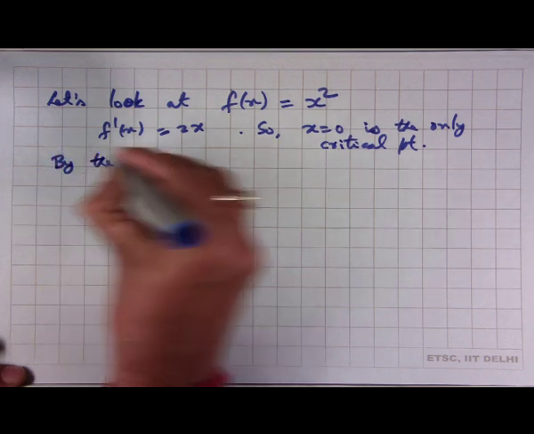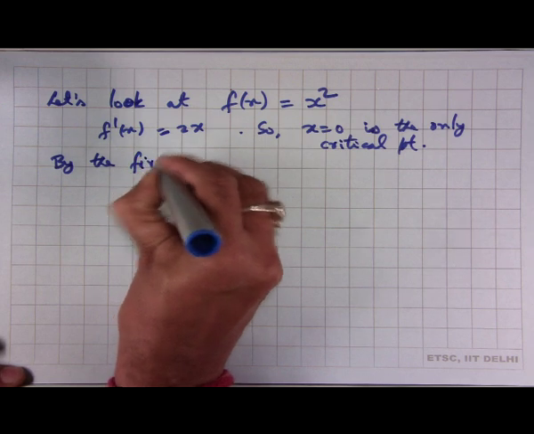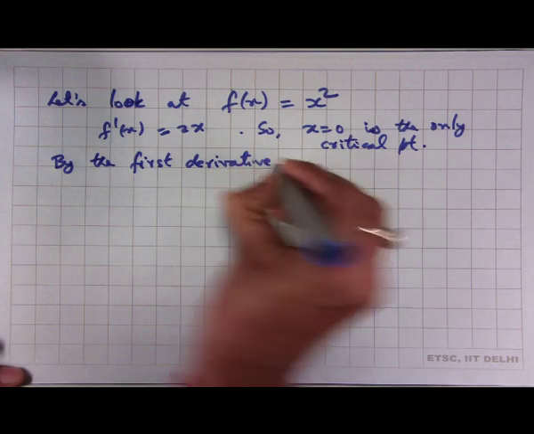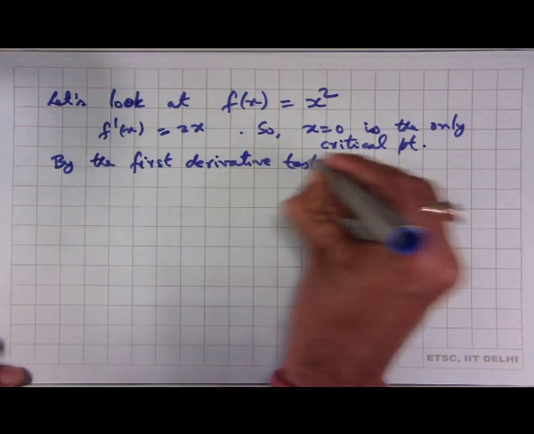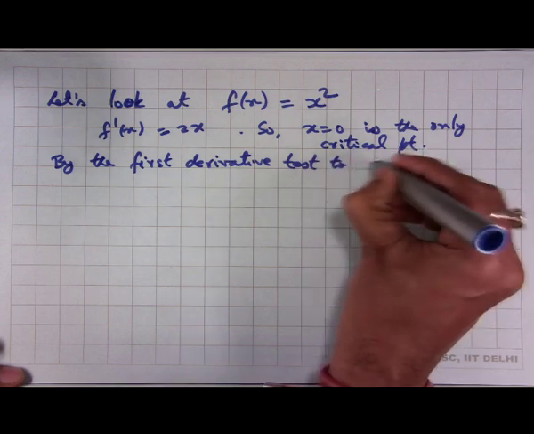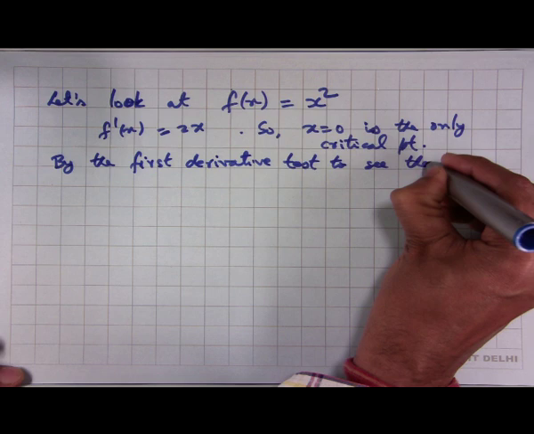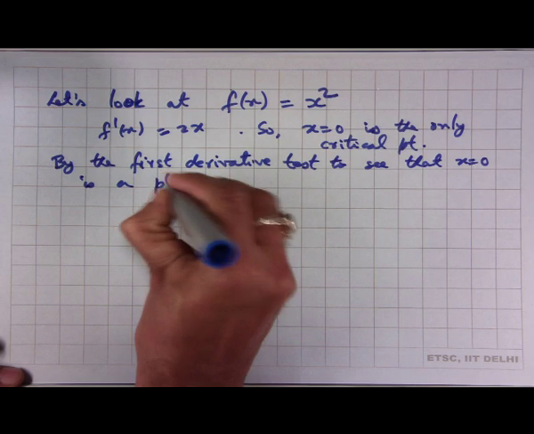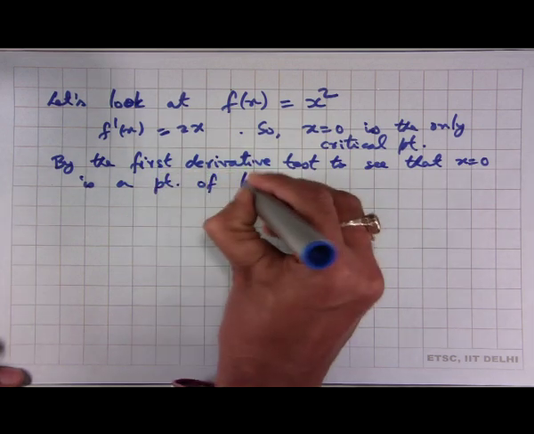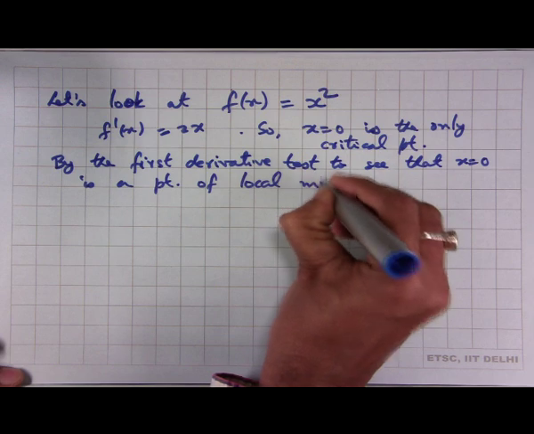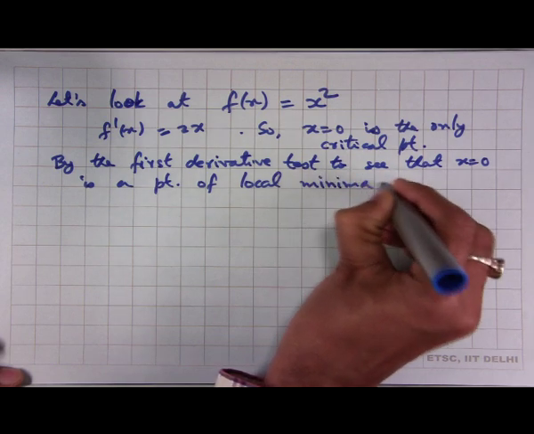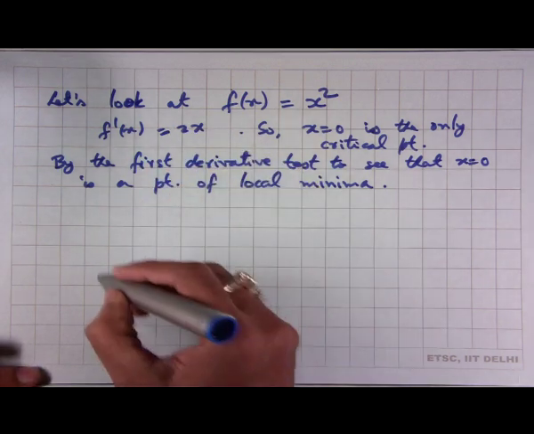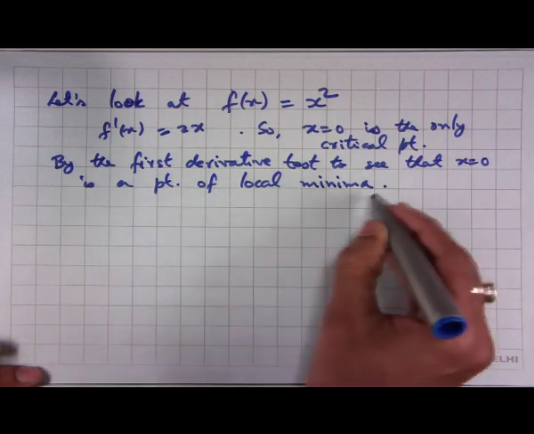We can use the first derivative test to see that x equal to 0 is a point of local minima, because f prime x is negative, it changes from negative to positive. So, this is a point of local minima.